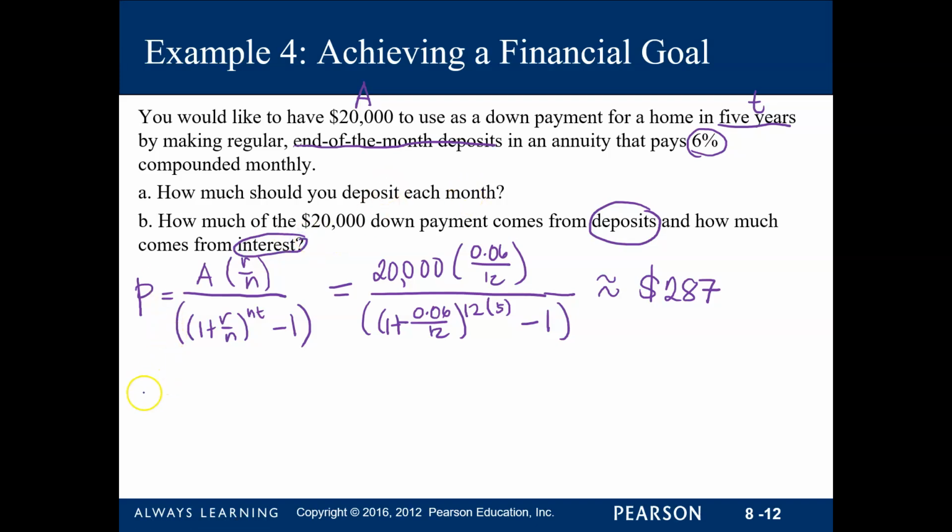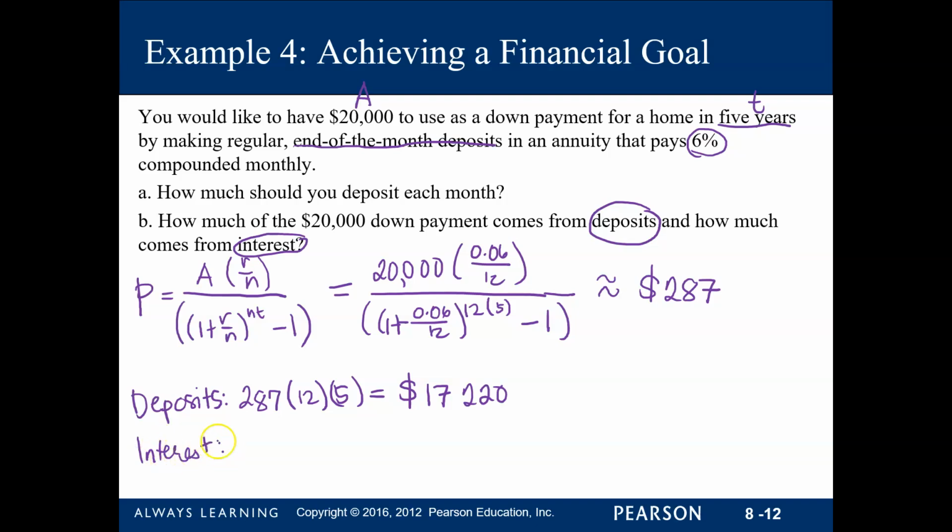So the deposits, how much are you depositing? You are depositing $287 for 12 months. For how long? For 5 years. So your total deposit is $287 times 12 times 5. All in all, your deposit was $17,220.